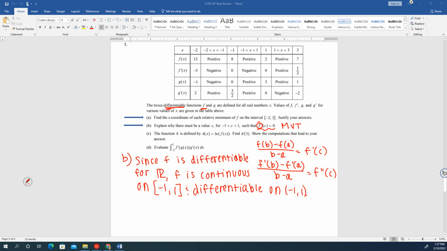I have this big cheat sheet of all the 3 big theorems that we'll look at as we're reviewing for the AP exam.